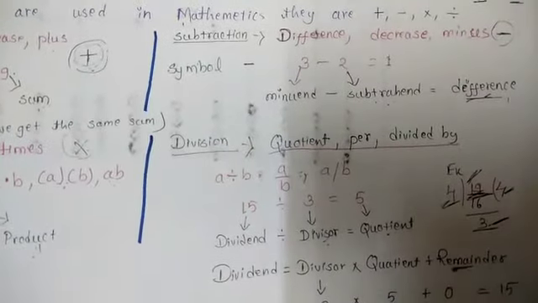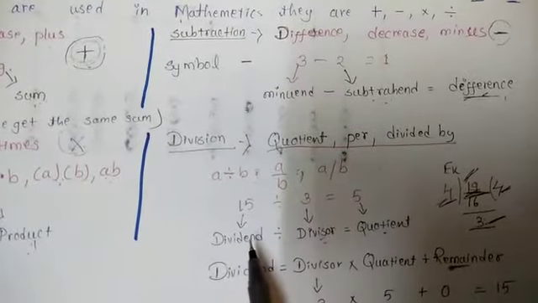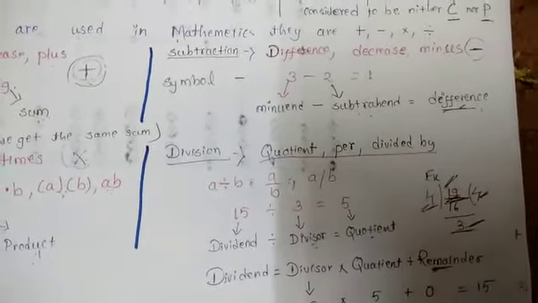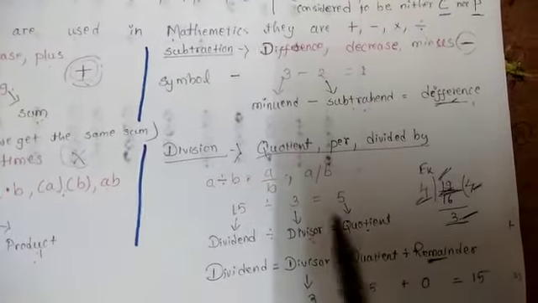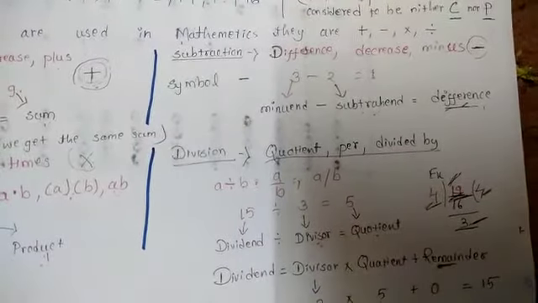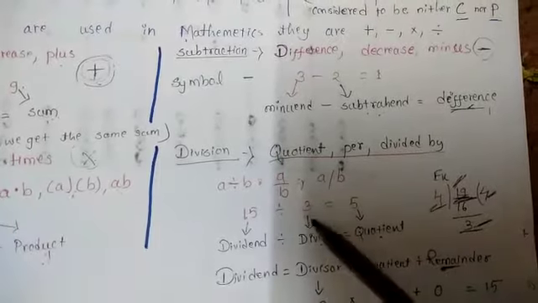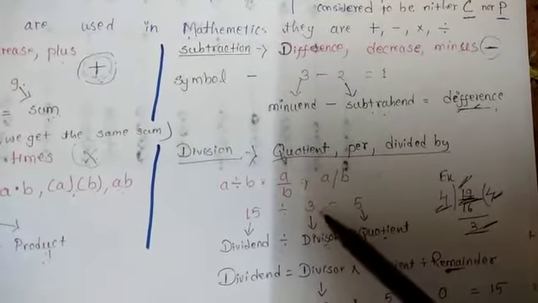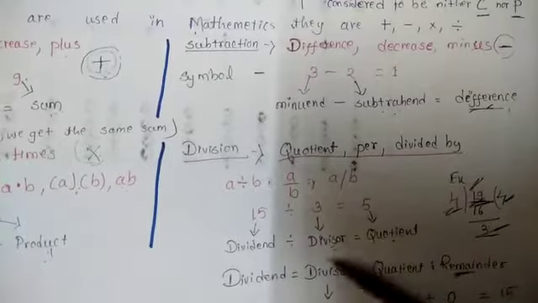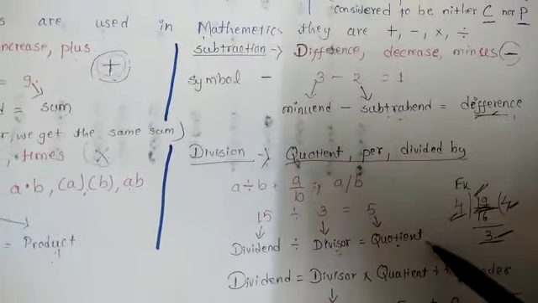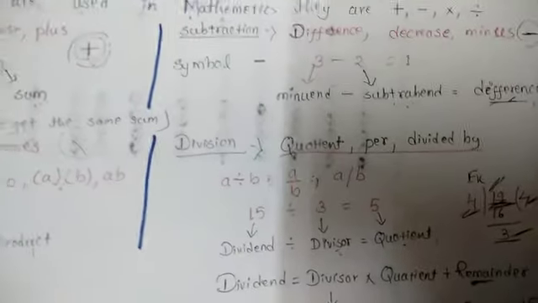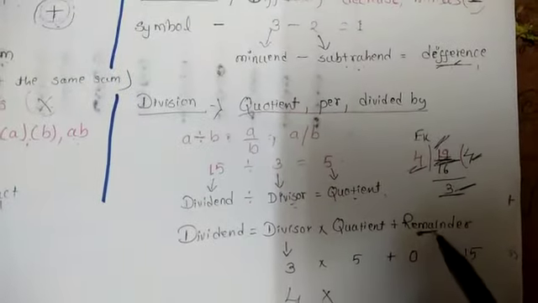The first number is your 15, that is called your dividend, but we can say it like this also: the number which is to be divided is called your dividend. This is your dividend. The number through which we are dividing 15, the 3, is known as your divisor. The answer we get after division is the quotient. There is another term also, that is remainder.